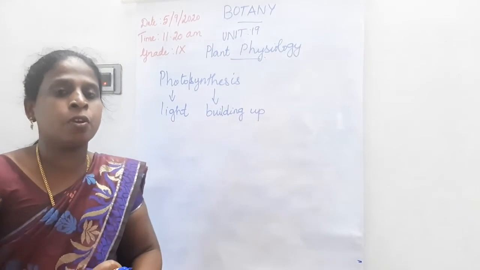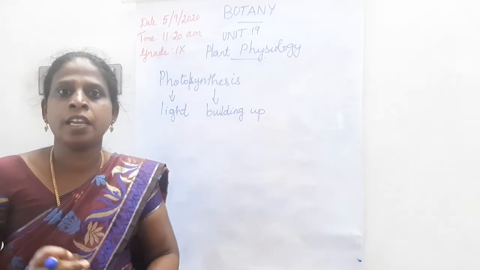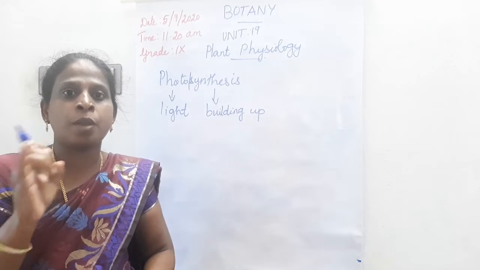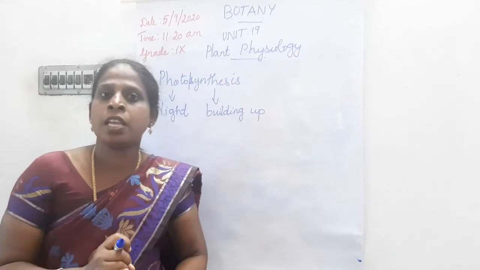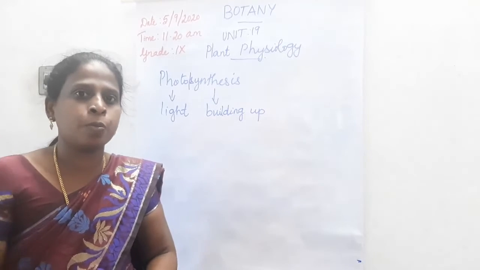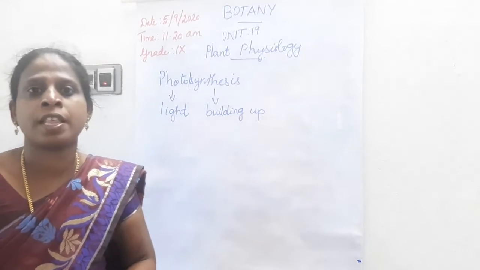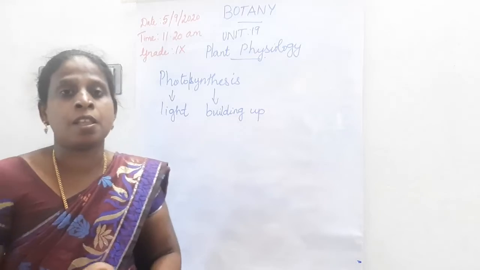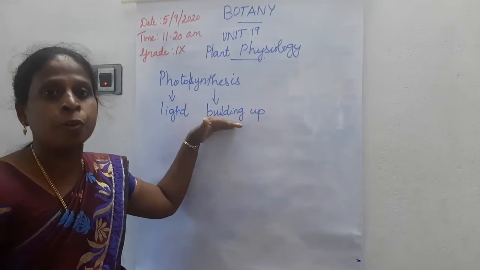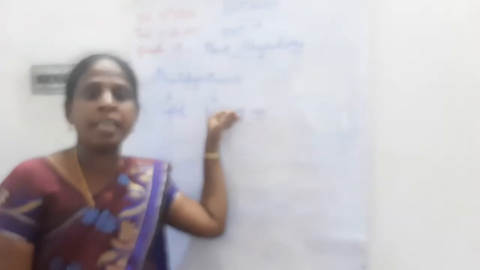Already in the lower classes you have learned about the mode of nutrition. There are 2 types of mode of nutrition: autotrophic mode and heterotrophic mode. Heterotrophic mode has 2 types, saprophytes and parasites. The autotrophic mode of nutrition takes place in green plants.